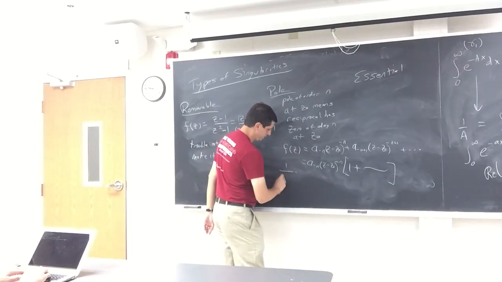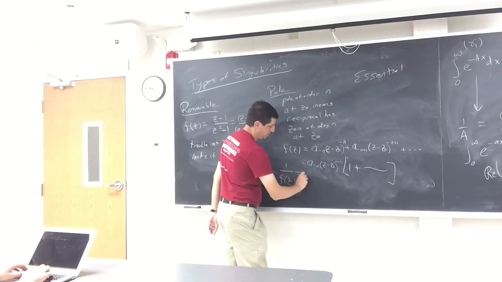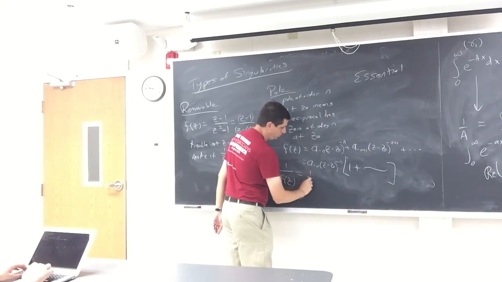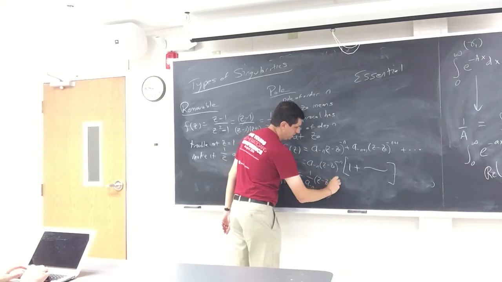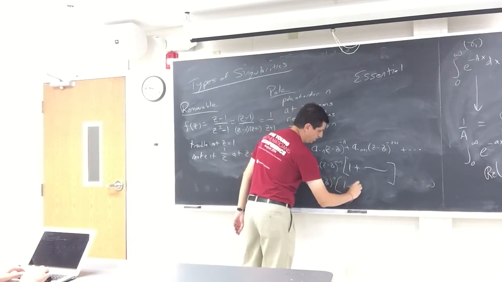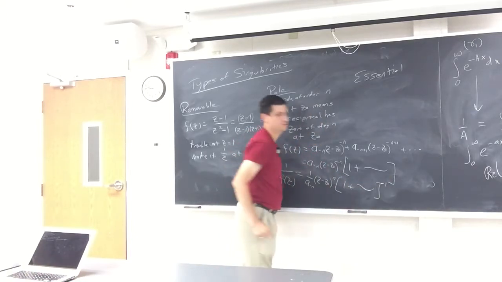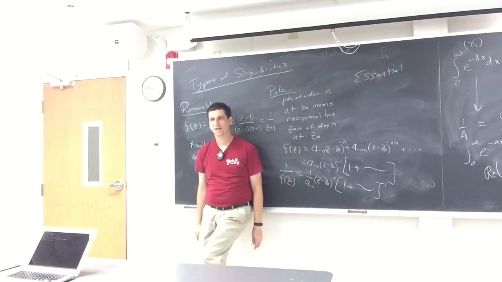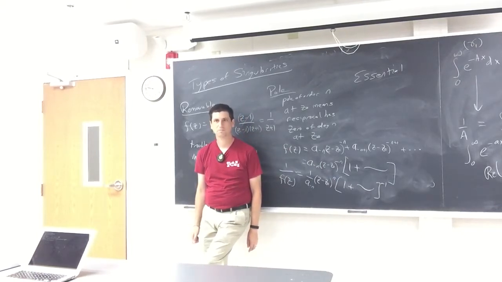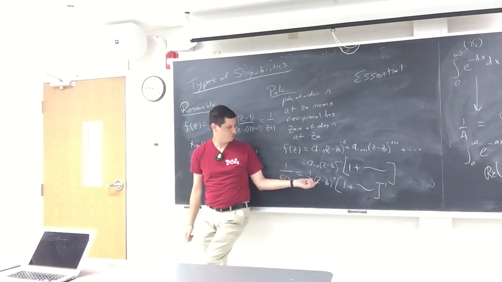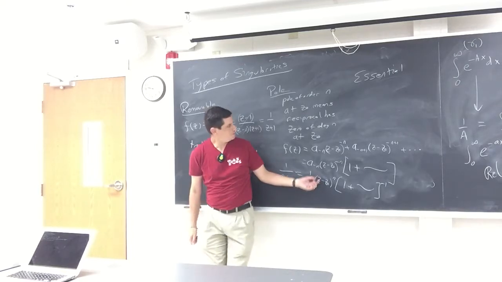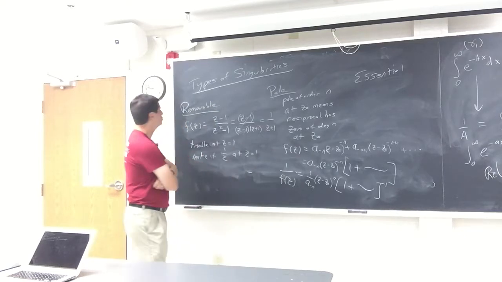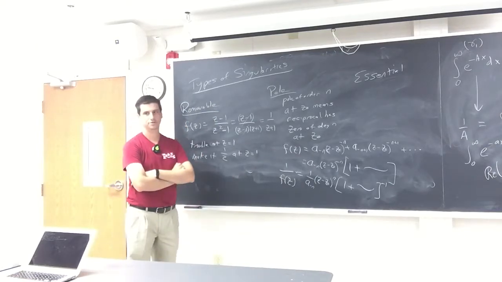And so 1 over f of z is going to be 1 over a minus n, times (z minus z0) to the n, times (1 plus blah) inverse. And that'll be fine. And then you'll see that this function will have a 0 of order n. So the big thing here is for a pole, it stops at a finite point.